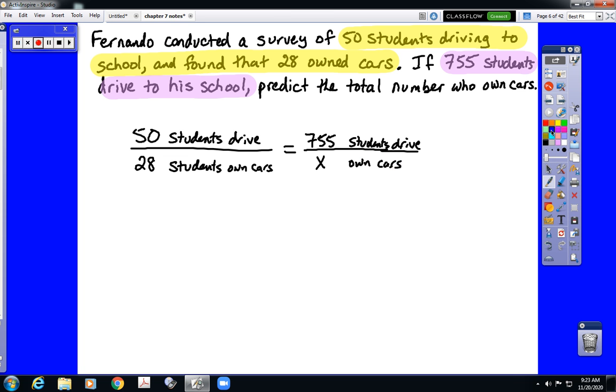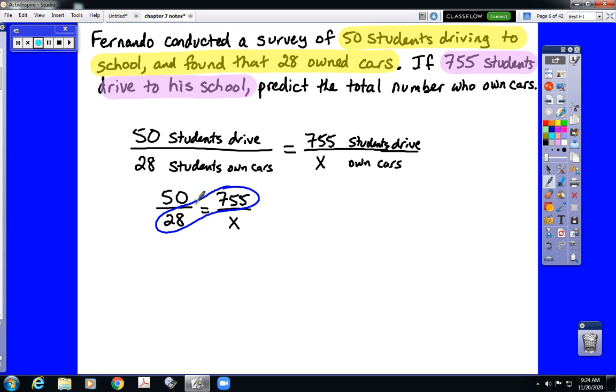From there, what we're doing is we're cross-multiplying. Okay, so we've got this equation. And by the way, you could just as easily have flipped both fractions. As long as 50 and 755 are on the same side of the fraction, both on top, you're good. Okay? So now we have this proportion. 50 is to 28 as 755 is to x. Conversely, you could have also had the same exact thing but flipped. We cross multiply.